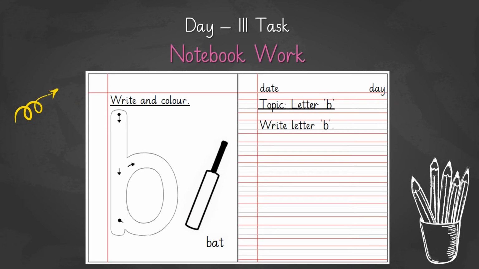This is your day 3 task. This task should be done in your notebook. On the first page, you need to write B as many times as you can with different pencil colors. And you can make any picture that starts with B. And on the second page, you need to write B with a pencil. So best of luck.